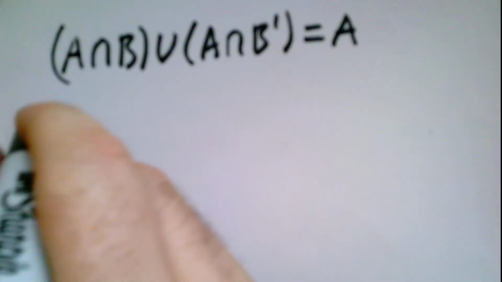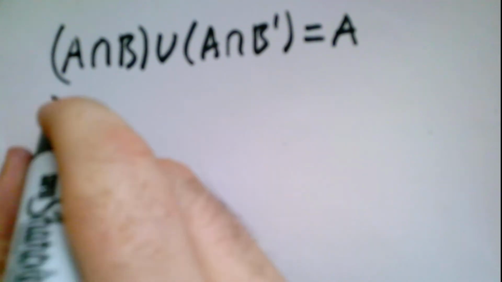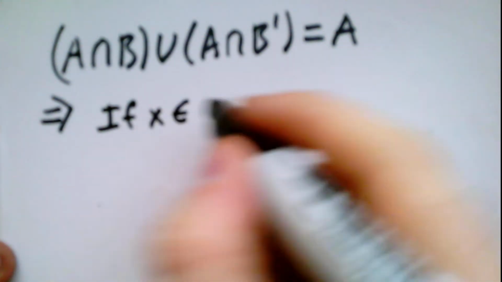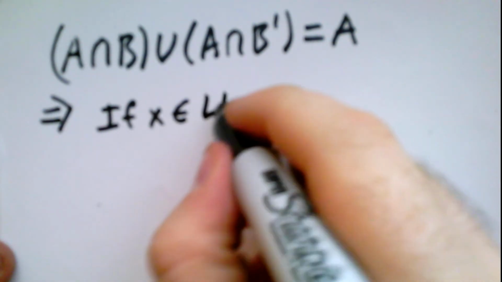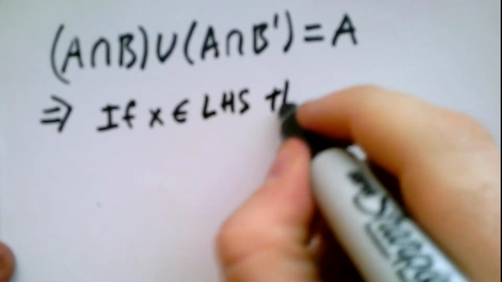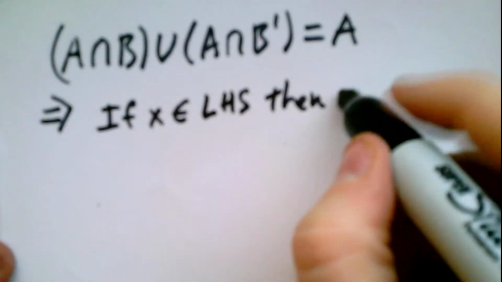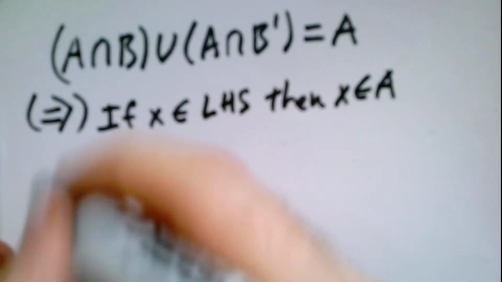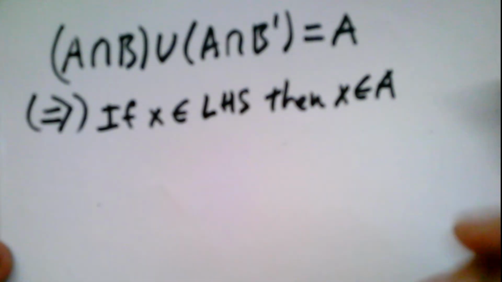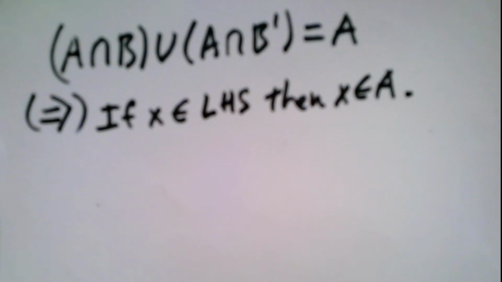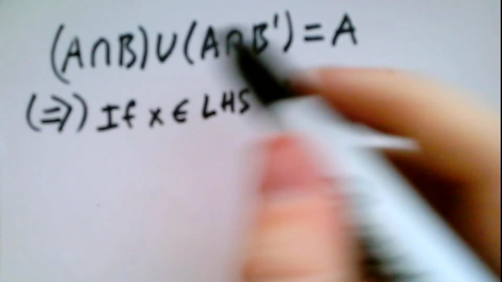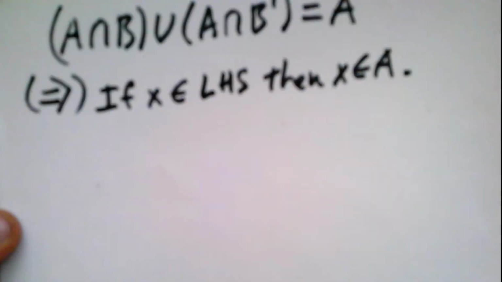So we're first going to show that if X is in the left-hand side, then X is in A. This is the forward direction of the proof, is what we call it. Then, after we do the forward direction, we have to do the reverse direction, showing that if it's in A, it's in this thing.